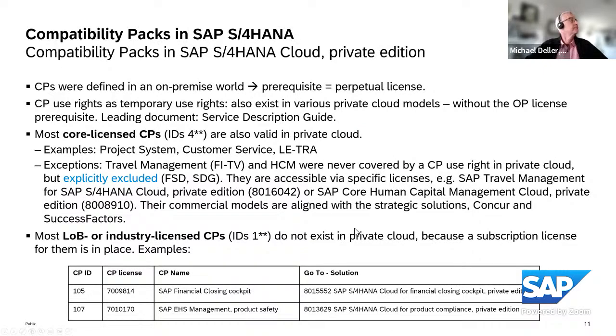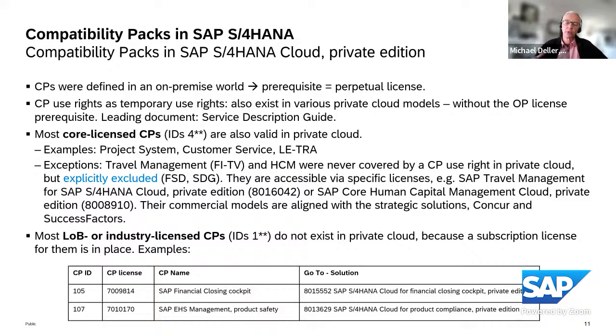Now, what is the difference to compatibility packs in S/4HANA Cloud Private Edition? As you can see, and as you saw from the timeline, CPs, compatibility packs, are animals from the on-premise world 8 years ago. And therefore, as you saw in the definition, the prerequisite for having this temporary use right is a perpetual license, as we only have it in on-premise, which you cannot apply as a principle to a cloud contract.